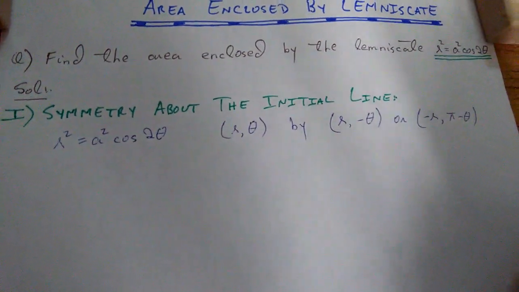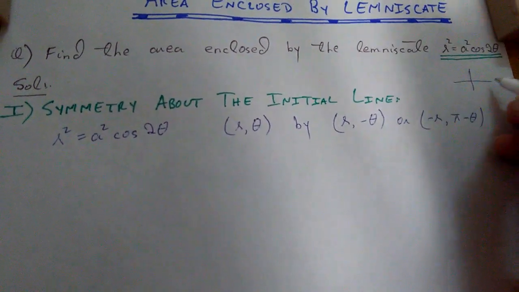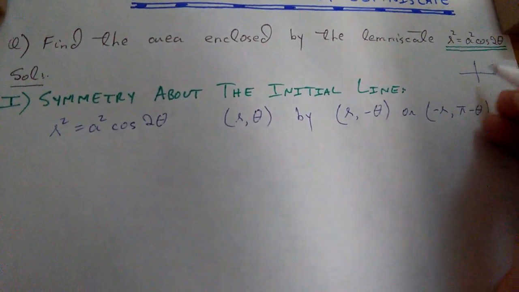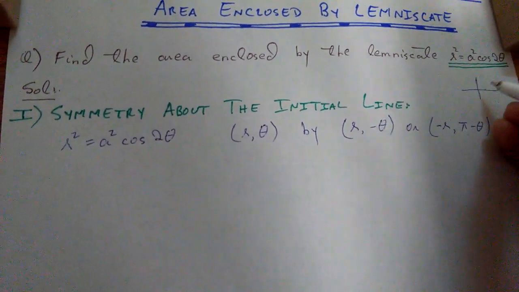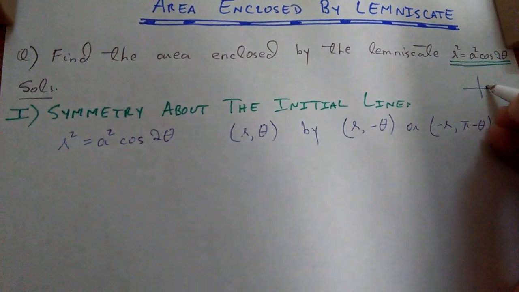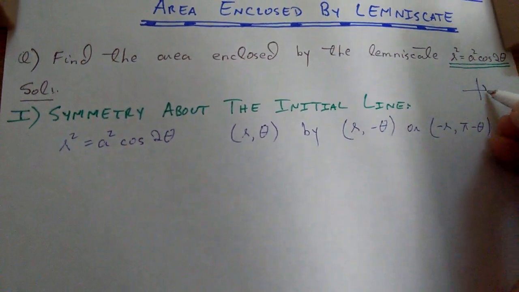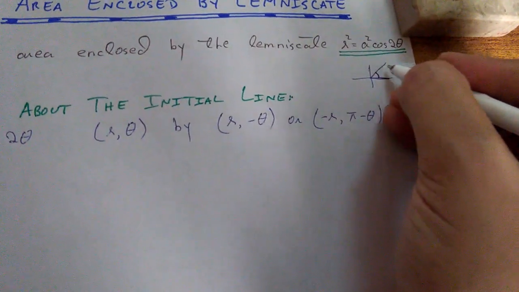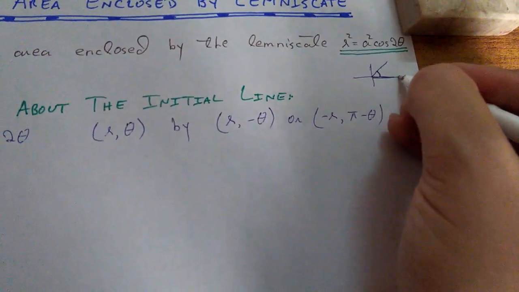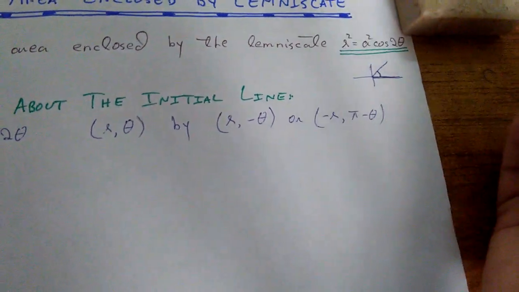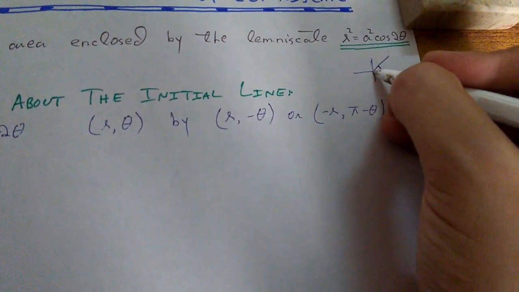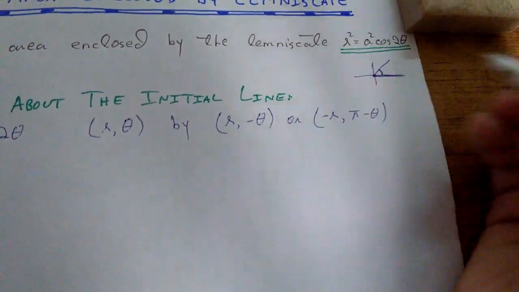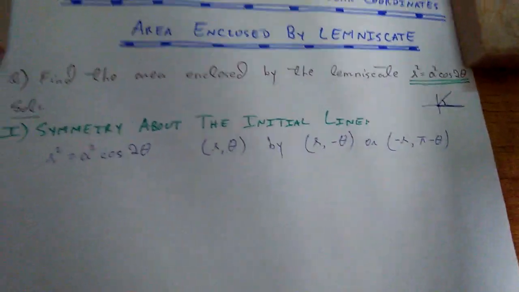And we know what exactly the initial line is. The line with respect to which we maintain the angle is called the initial line. The initial line is the line from where the angle starts. So this is the initial line, and we are maintaining the angle with respect to this axis. The point with respect to which we maintain the angle is called the pole. So this is the pole.